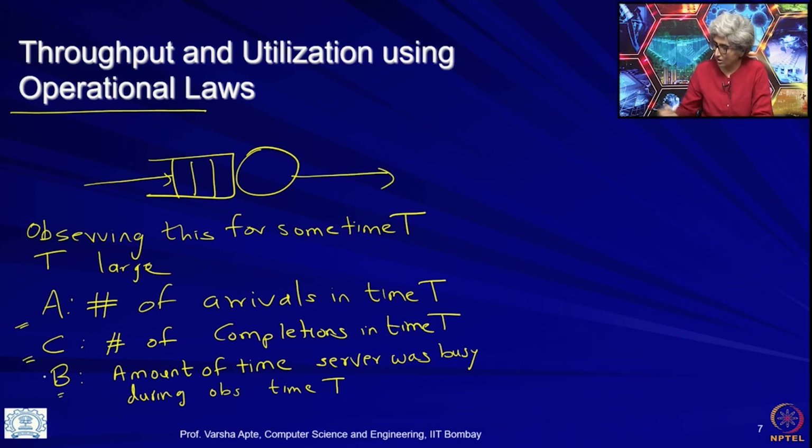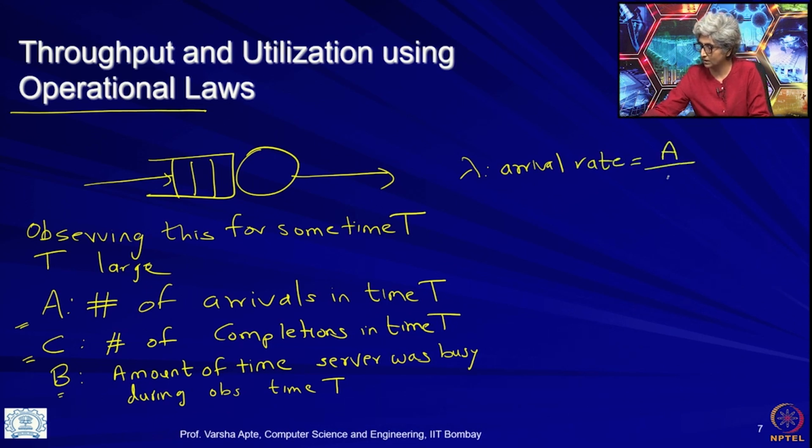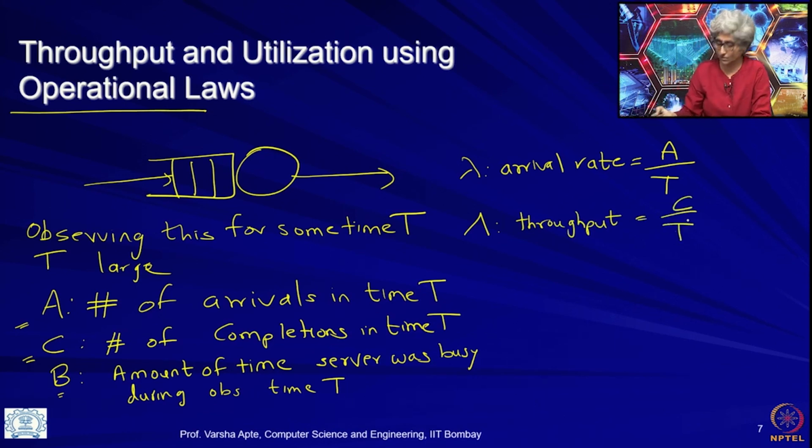Now of course, by our notation we have lambda, which is the arrival rate. This is trivial, this is going to be A by T, right. Then we have throughput, which is nothing but C by T, because this is the number of completions that have happened in time t. So, throughput is completions per time t. So, obviously it is C by T.